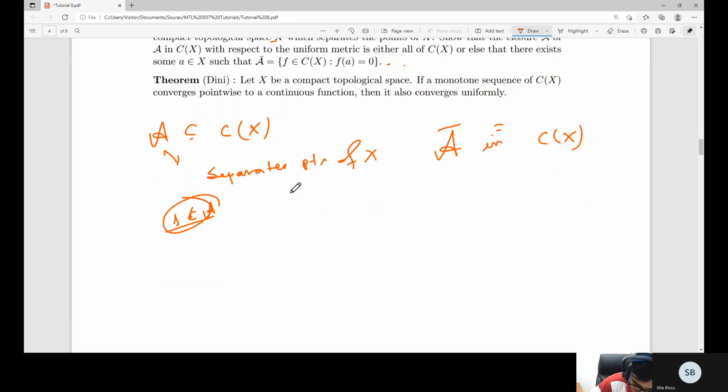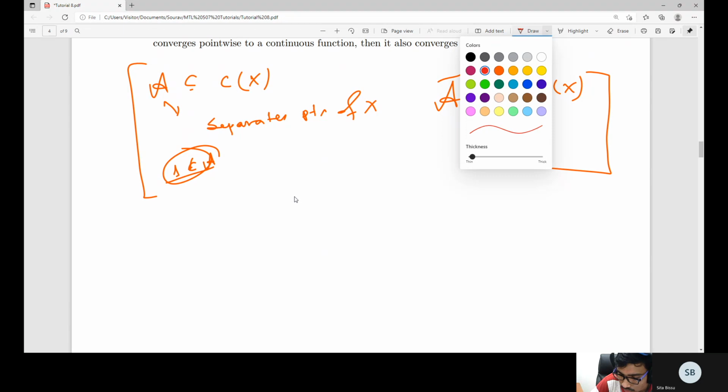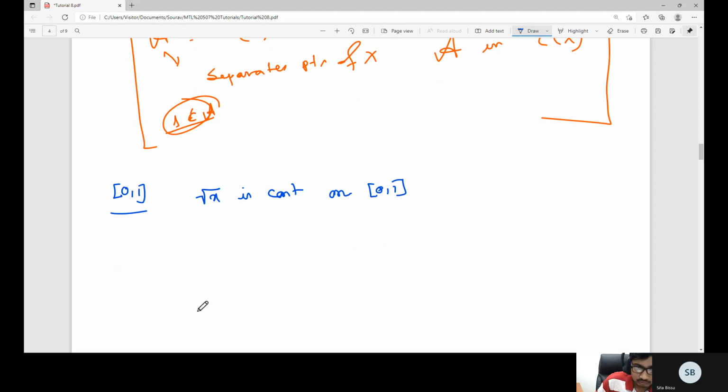So before starting this, let us do a little preparation. You know, suppose you have [0,1] and you know root over x is continuous on [0,1], and you also know that there is a special kind of polynomials, or a special kind of functions, which converges uniformly to this one. Namely, if you consider the sequence Pn of polynomials, of course, these are polynomials.